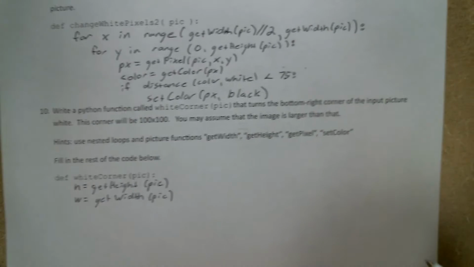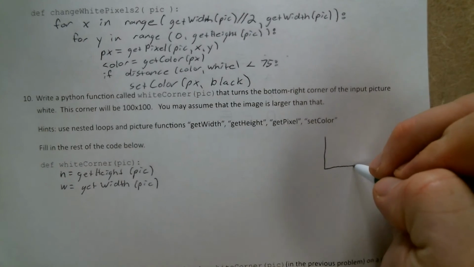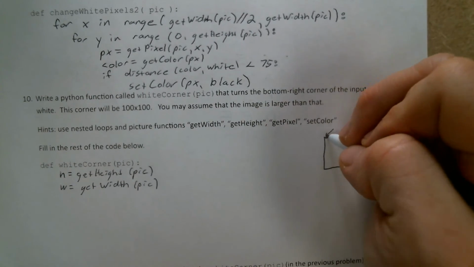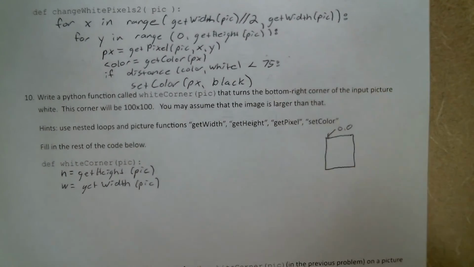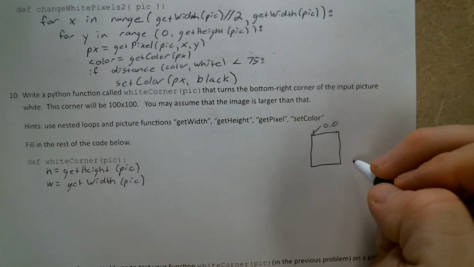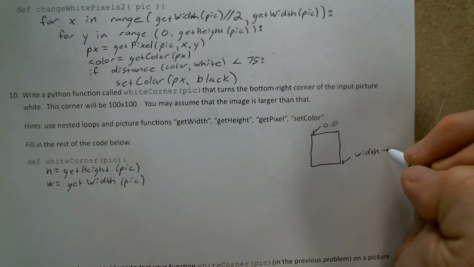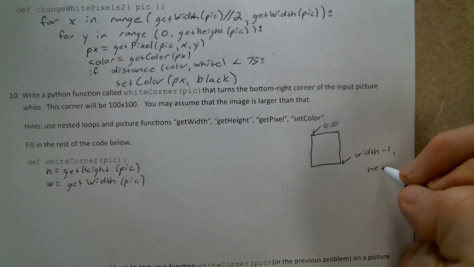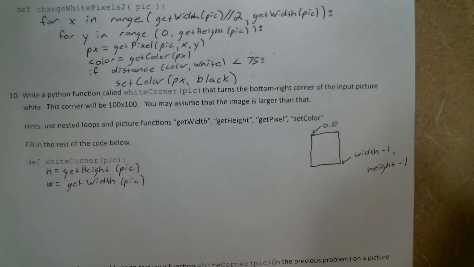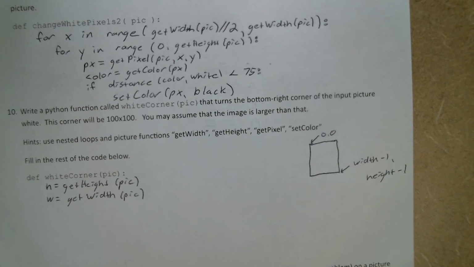All right, now remember, with a picture, the top left corner is 0, 0. So the bottom right corner is the width minus 1 and the height minus 1. And again, I say minus 1 because if it's 100 wide, the pixels are 0 to 99. If it's 200 tall, it's 0 to 199. All right, it's always one less because you're starting at 0.